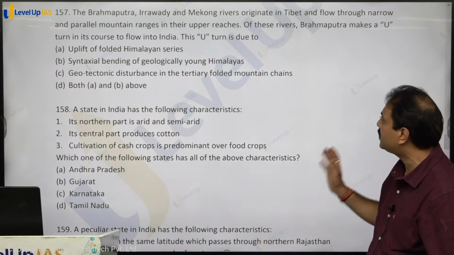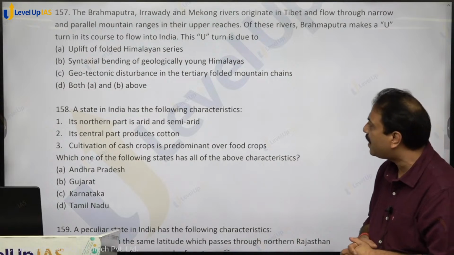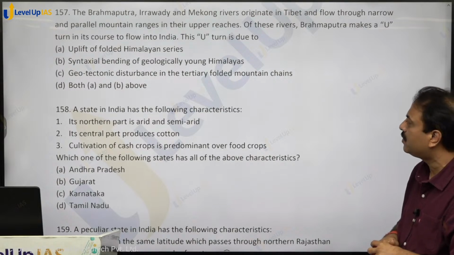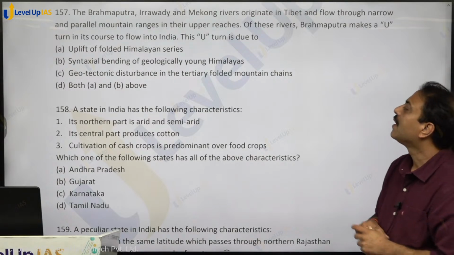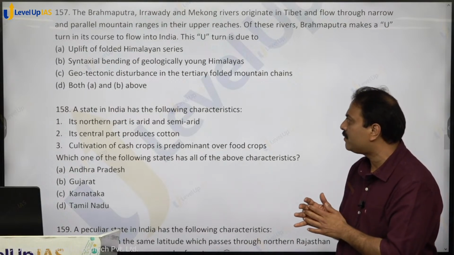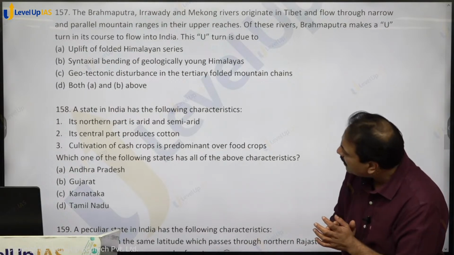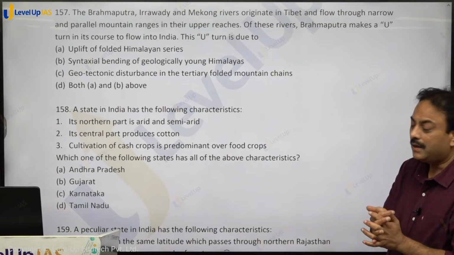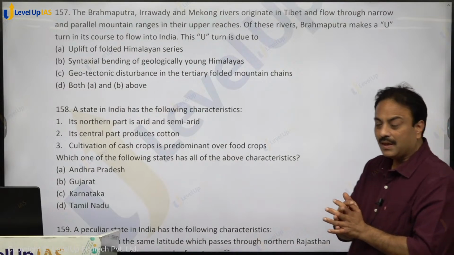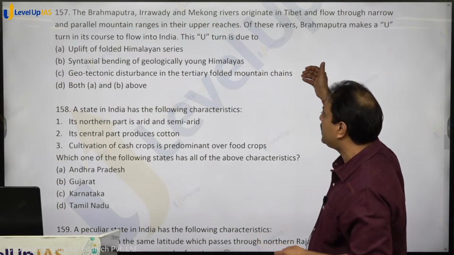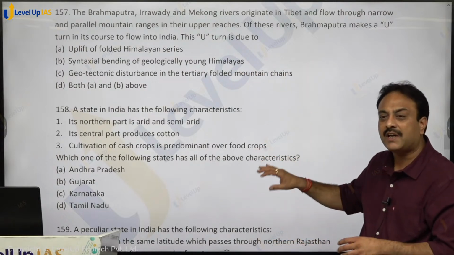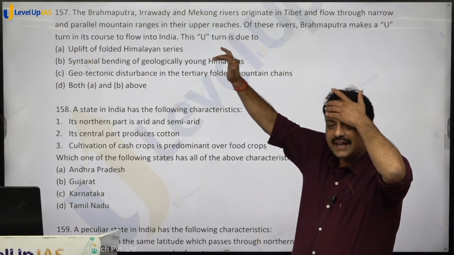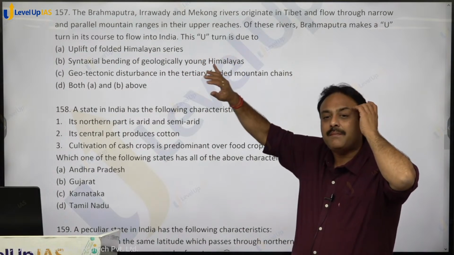Brahmaputra, Irrawaddy, Mekong rivers originate in Tibet and flow through the narrow and parallel mountain ranges in their upper reaches. Of these rivers, Brahmaputra makes a U-turn in its course to flow into India. This U-turn is due to uplift of the folded Himalayas, syntaxial bending of geologically young Himalayas, geotectonic disturbances in the tertiary folded mountain chains. And the last is both A and B above. See, geotectonic disturbances in the tertiary folded mountain chains are not a direct reason for bending. Uplift of the folded Himalayan series is a fact, but due to that, bending is not taking place.